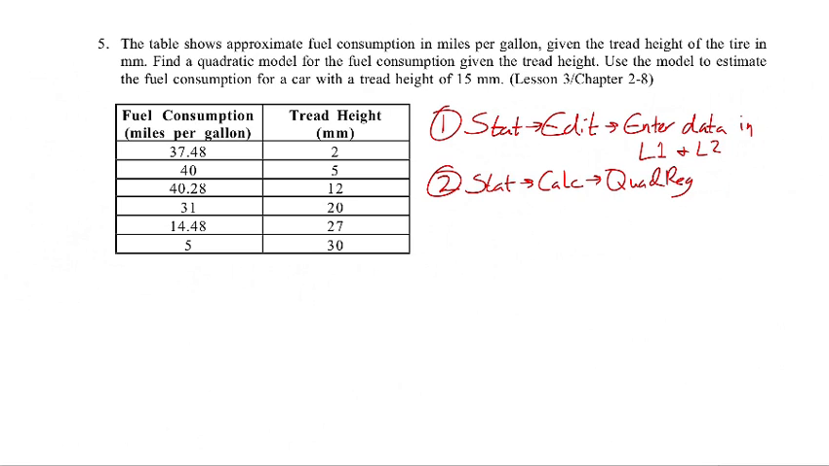So we're saying given the tread height, that means our tread height, even though it's on the right side of our table, that's our x value. The fuel consumption, therefore, is our y value. When you think about it, the tread height affects the fuel consumption, not the other way around. So tread height's independent, but fuel consumption depends on the tread height.